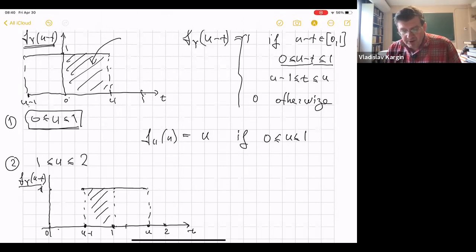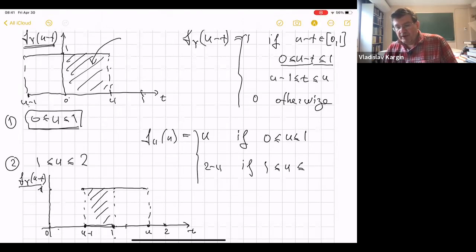by the base. And the base here is equal to 1 minus (u minus 1), so it's equal to 2 minus u, if u is greater than or equal to 1 and smaller than or equal to 2.